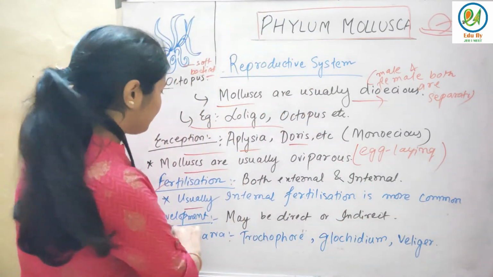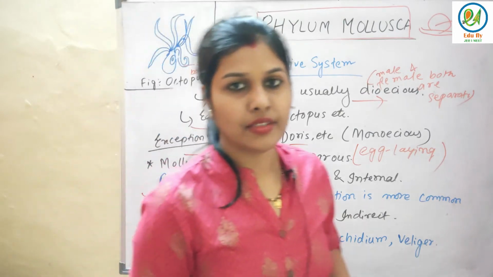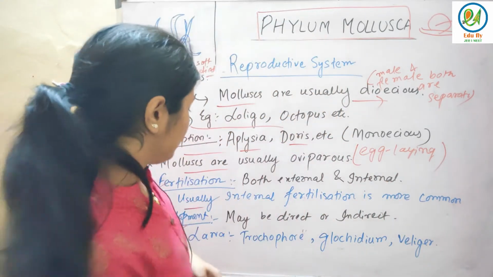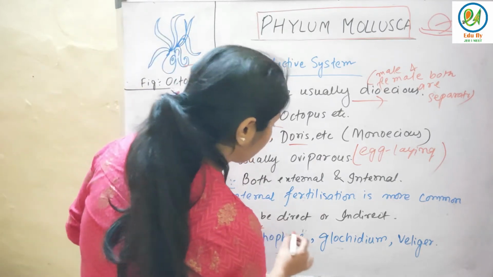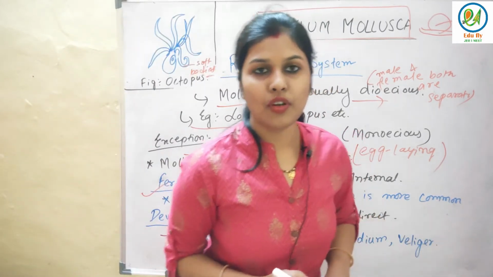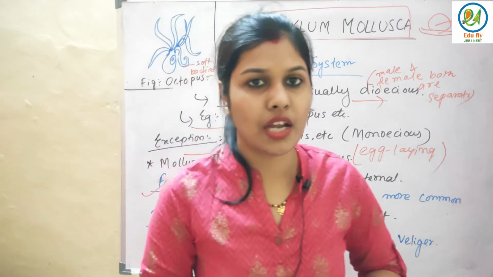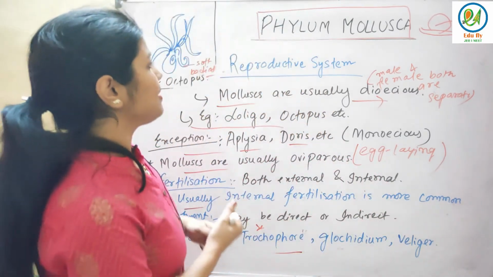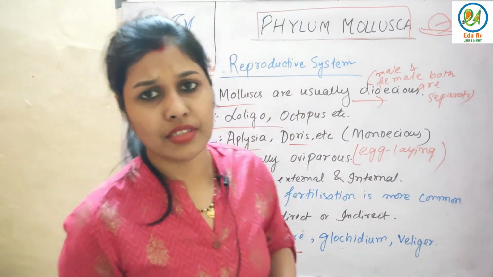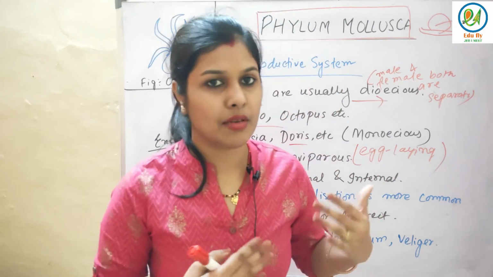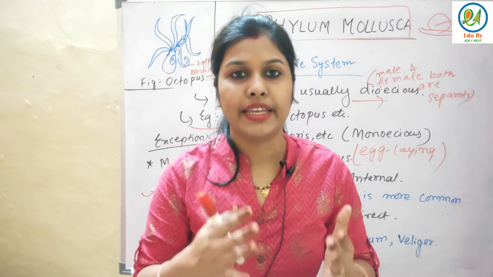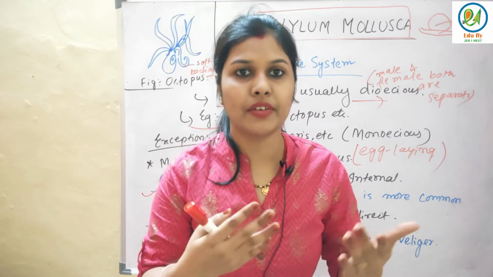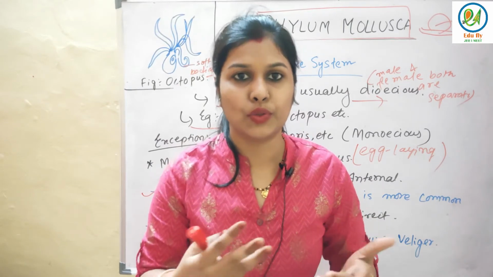Development may be direct or indirect. Both developments are there. Remember from NEET point of view the larvae: Trochophore, Glochidium and Veliger. These three larval stages are present in case of mollusk. Fine. So now this was about mollusk. We'll discuss the unique features which we have studied in case of mollusk, so that for last moment revision you can just go through them for your exam.